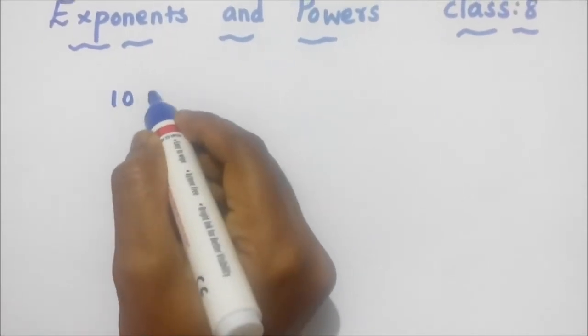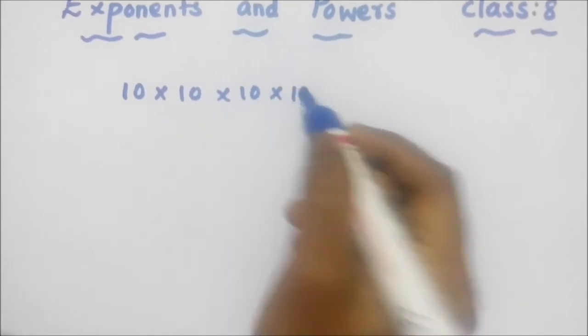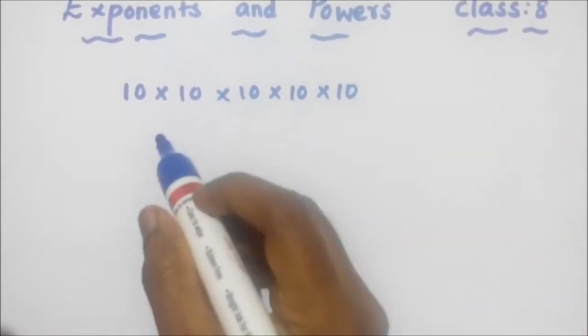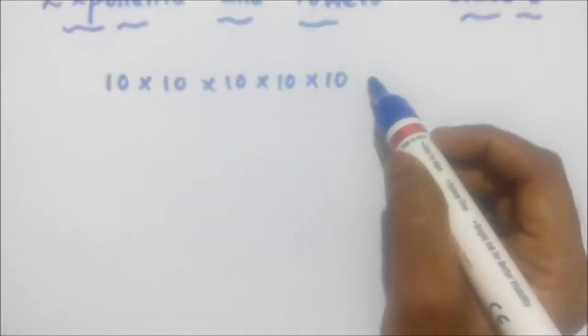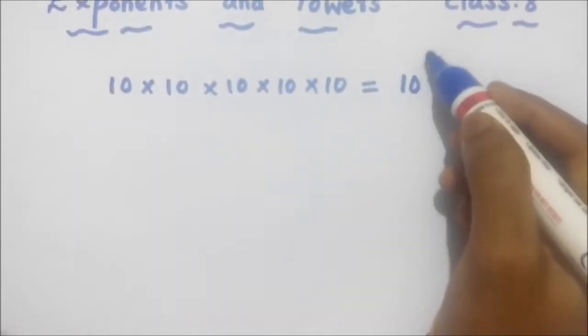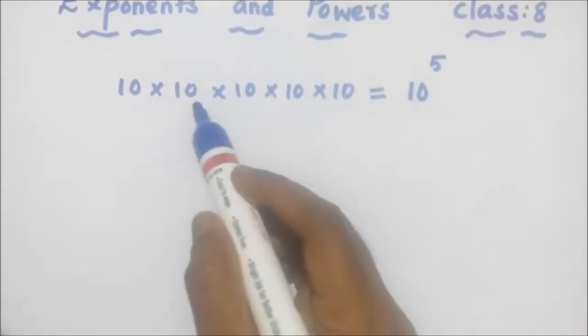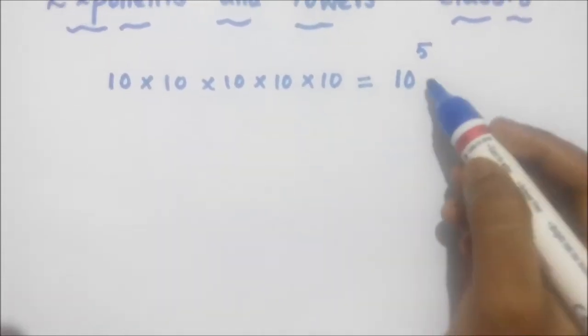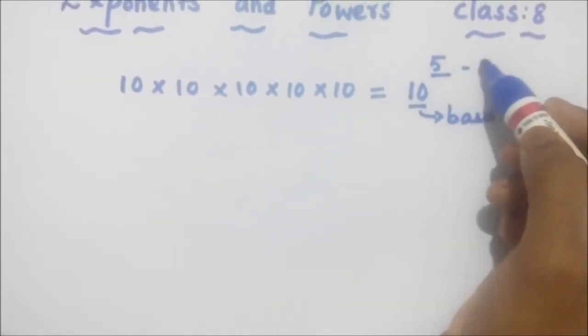Suppose we have a number 10 into 10 into 10 into 10 into 10. This is the standard form. Suppose the exponential form of this number is 10 raised to the power 5, because 10 is multiplied 5 times. So here this 10 is the base and this 5 is the exponent.